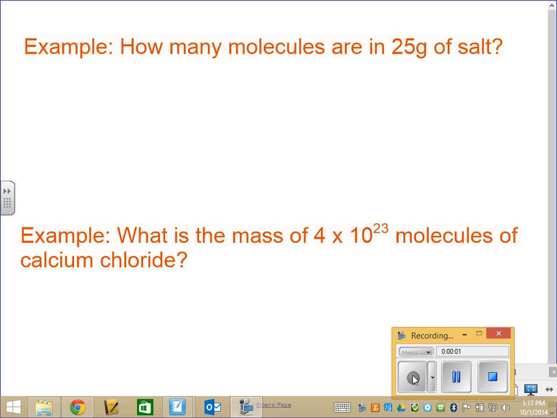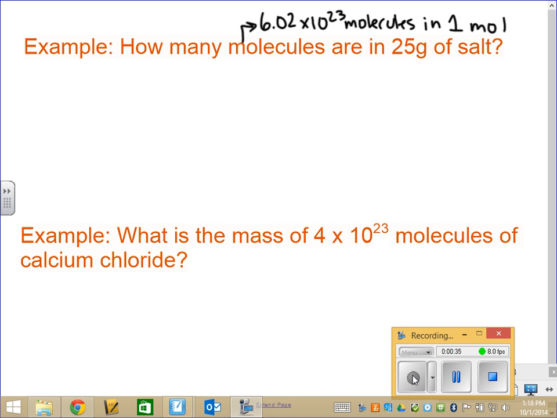Example that we'll do is the one at the top that says how many molecules are in 25 grams of salt. And the thing that I want you to recognize is that there is a relationship between molecules and moles. We know that there are 6.02 times 10 to the power of 23 molecules in 1 mole.